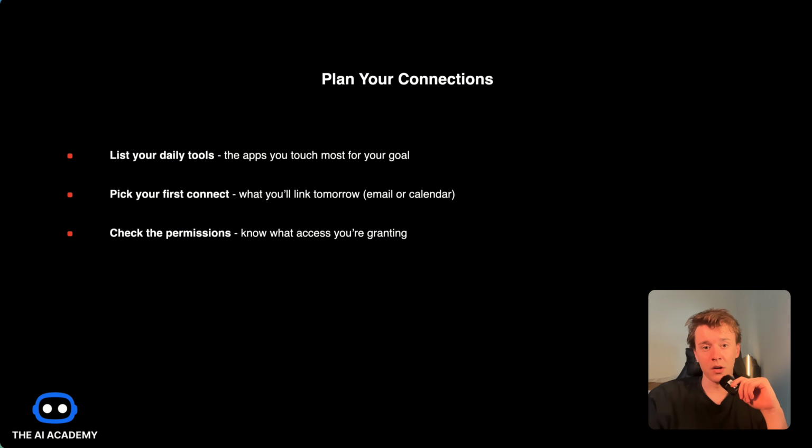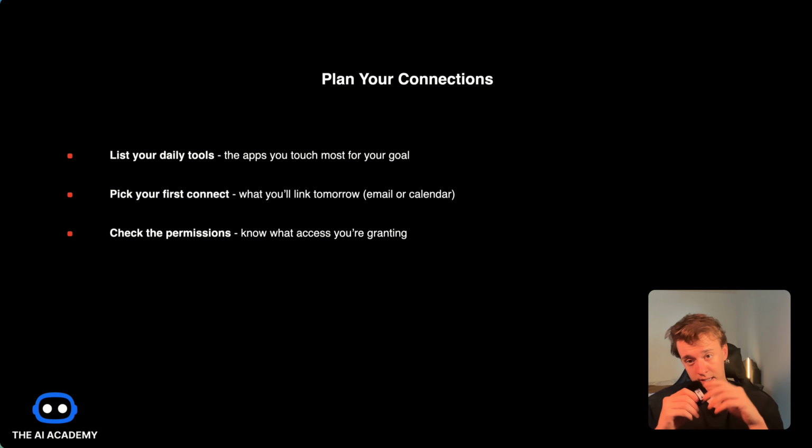So now we want to pick our first connector, what you'll link tomorrow in day 18. Email or calendar is what I think I'm going to have you guys start with, because I think these are the 2 big game changers. And then check the permissions. Know what you're actually granting. When you go through this, again, we'll talk about this a lot more tomorrow. I just wanted today to be a preface for it.